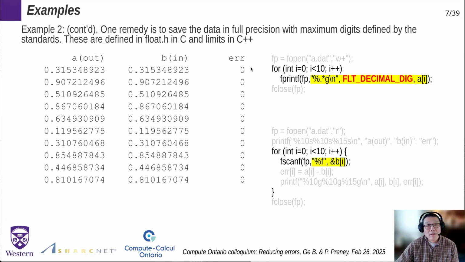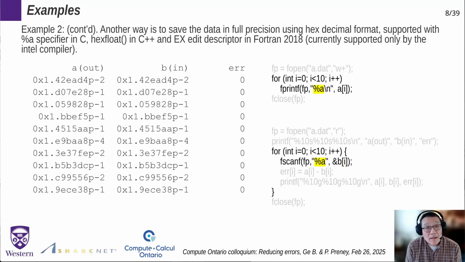Now we see 0 because we store the data in the exact format and then read it back in, so we don't see the error. Another way is to save the data in full precision using hexadecimal format. This is supported with the %A specifier in C or hexfloat function in C++ and the EX edit descriptor in the Fortran 2018 standard.